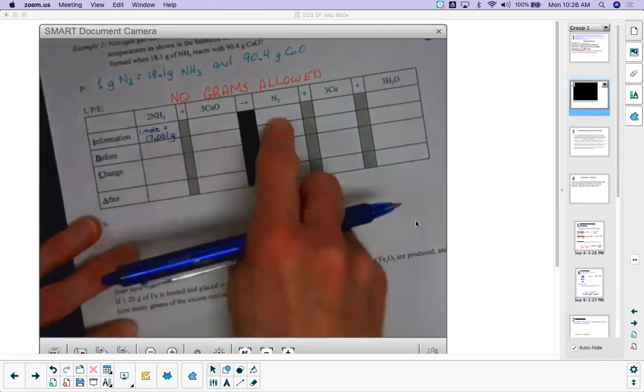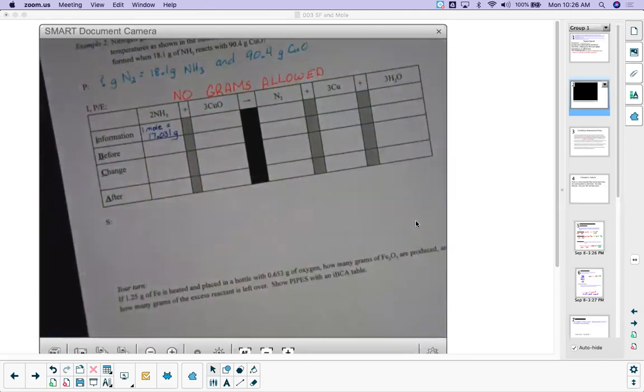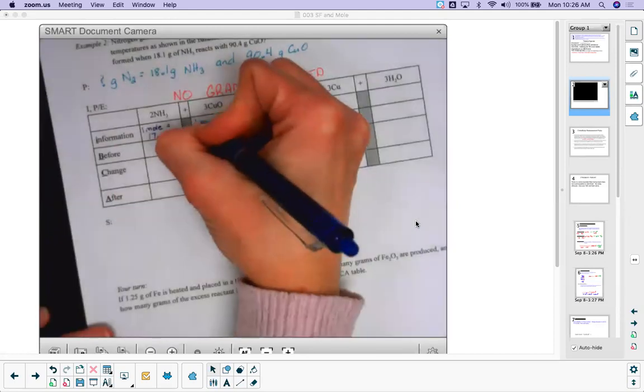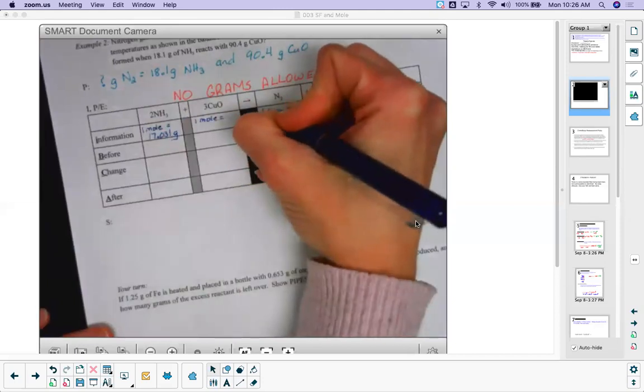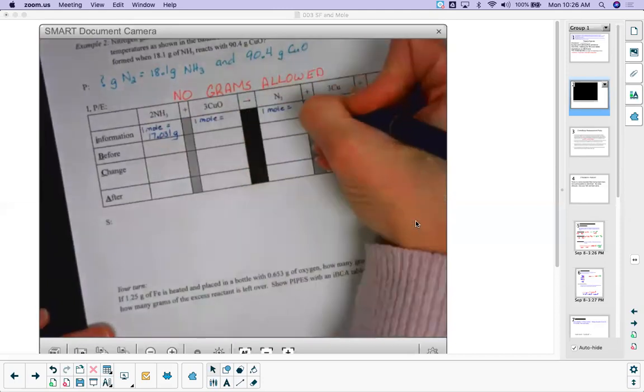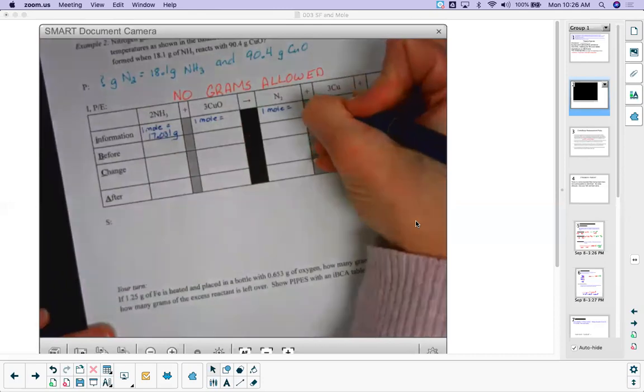I want you to do the rest of the information row. Use your periodic table and calculate how much 1 mole of each one of those weighs. 1 mole equals, 1 mole equals, 1 mole.